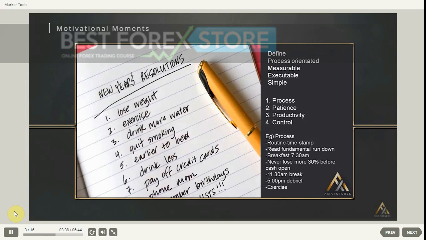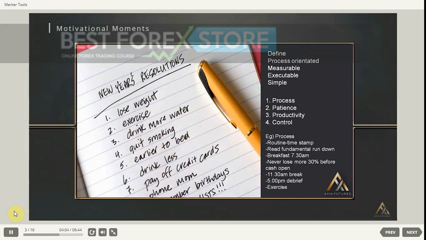Those are three sort of live-by goals that I have. Without these, if I cannot achieve these first three goals on a day-to-day basis, I will not be successful on a day-to-day basis. So every single morning, the first thing I do when I sit down is I write down process, patience, productivity, and control.